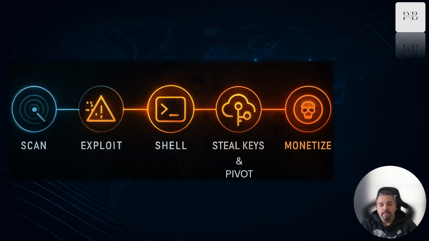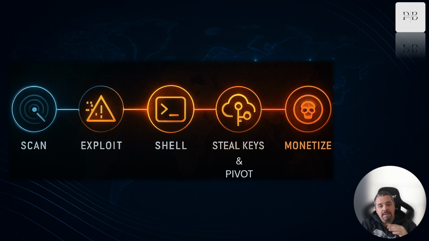Step 2, exploit. The bot fires a malicious payload to the server's component endpoints. If the target is unpatched, the deserialization flaw triggers instantly. Step 3, shell. Your Node process suddenly becomes a command execution environment. Attackers now run system commands as if they were on the machine.